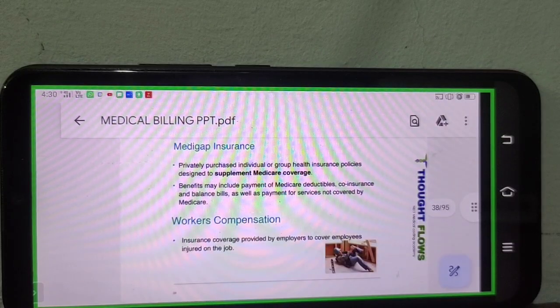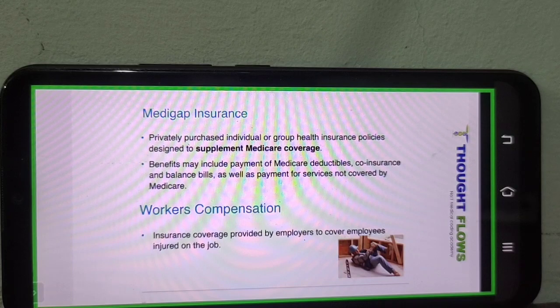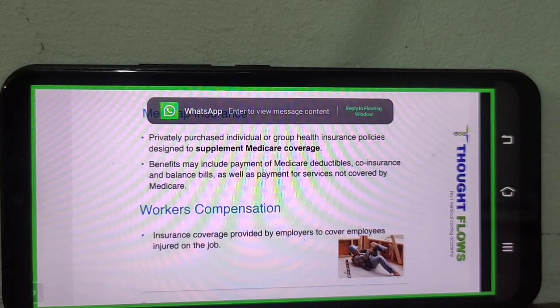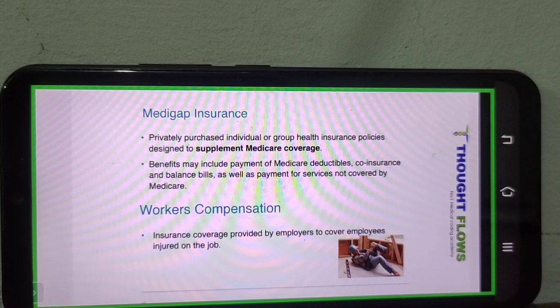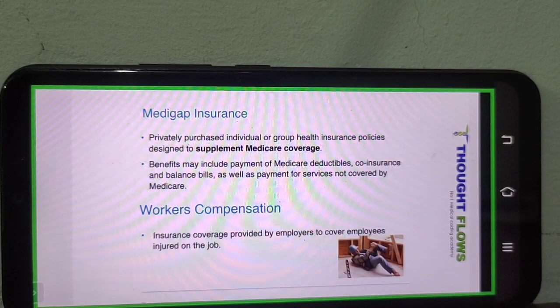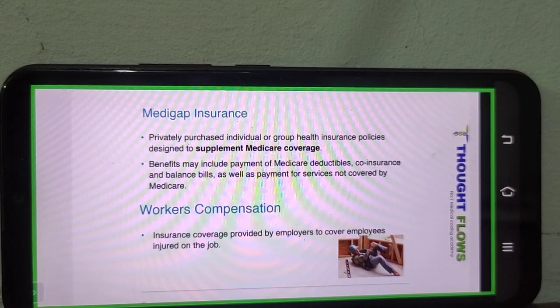Then I think everybody knows Medigap. Medigap means to fill the gap. As I told you already, for example, a patient takes a policy for 5 lakh, but the cost of the procedure is 6 lakh. The remaining 1 lakh the patient has to pay from their pocket. That is called out of pocket.